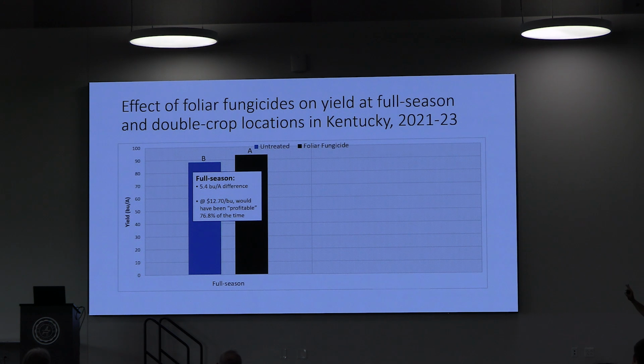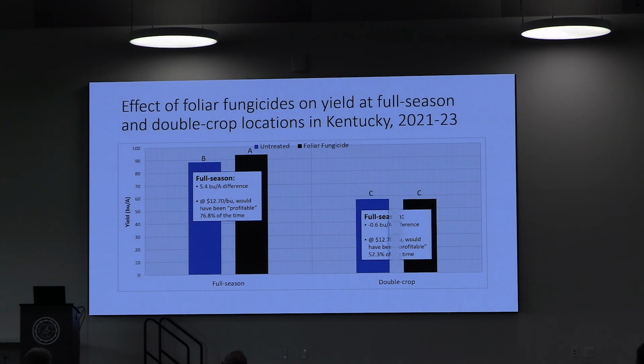And I'm not sure why, but when I made this slide last year, I used $12.70 per bushel as a marketing price. When you look at that, that means that spraying a fungicide in this full season soybeans would have been profitable almost 77% of the time under that grain price and fungicide price scenario. Of course, those fluctuate, and so it would probably be better to look at this over different prices. But under that scenario, it would have been profitable 77% of the time.